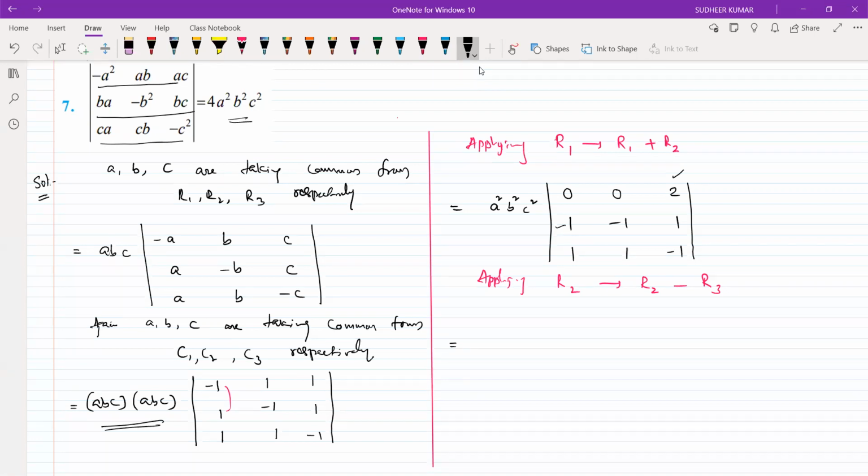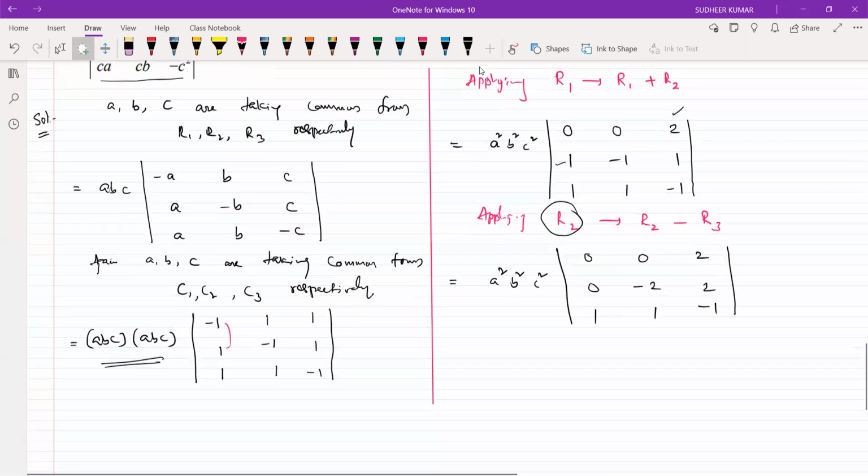Yes, sir. Now we can write this as a square, b square, c square into the determinant. The first row remains the same. In the second row we change: 1 minus 1 is 0, minus 1 minus 1 is minus 2, and 1 minus of minus 1 is plus 2. The third row is 1, 1, minus 1. Now we got the most zeros in the first column, so we expand along C1.